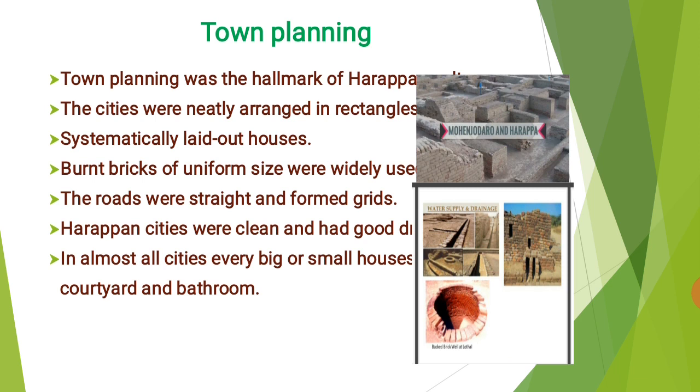Brick-laid channels flowed through every street. Manholes were created in the drains to enable timely cleaning of them. So everything you see today was there in the Indus Valley civilization, hence it is called an urbanized civilization. No other civilizations had such good planning of cities.